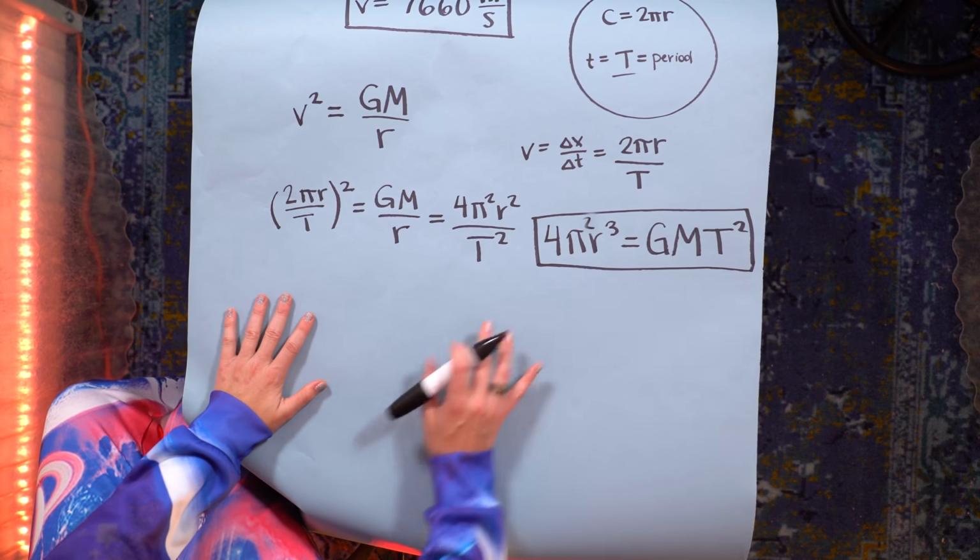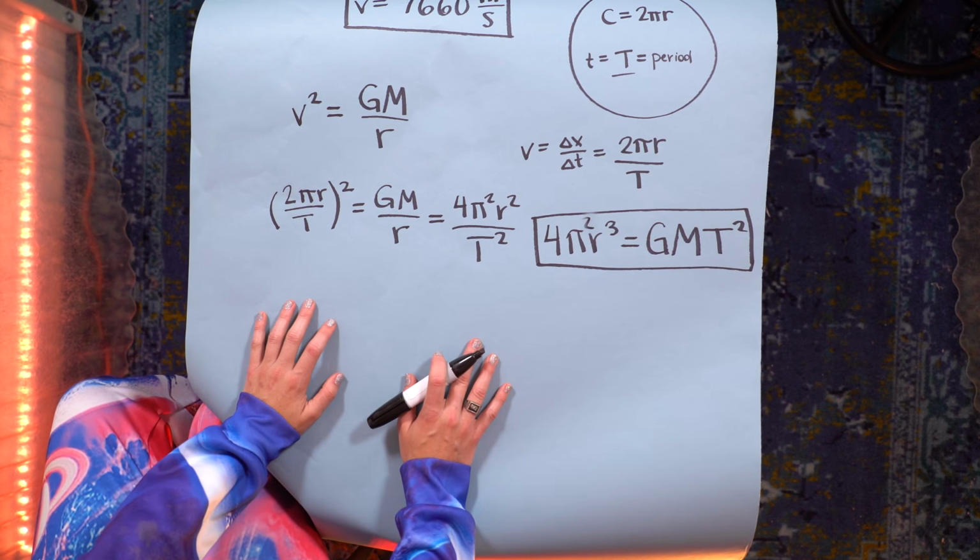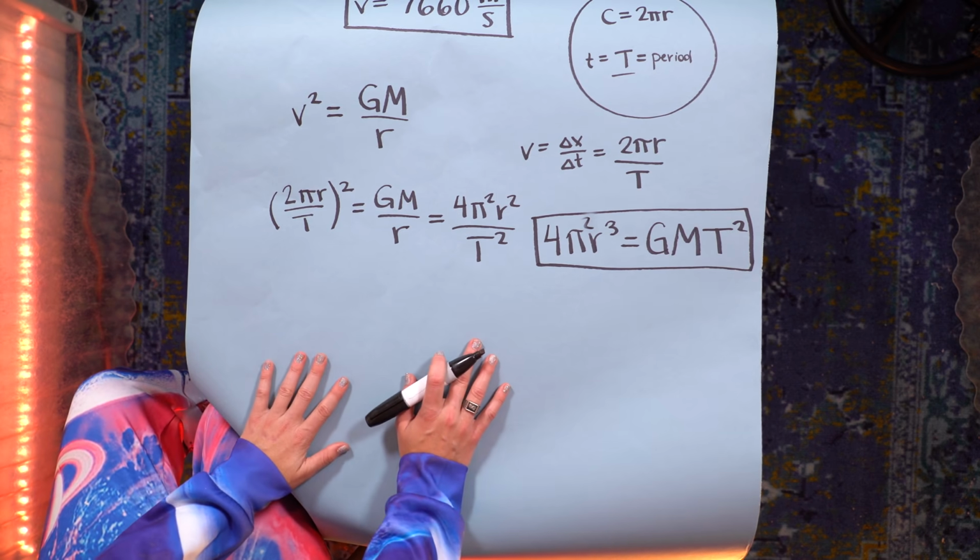Check it out. If you can observe how long it takes a planet to orbit the sun, for example, and if you can find the radius of the planet's orbit, that's r, which would be approximately the distance from the sun to the Earth, then you can calculate the mass of the sun. You can measure the mass of the sun. So let's do it. The Earth's orbital radius, r, is about 150 million kilometers, so that's 1.5 times 10 to the 11 meters.